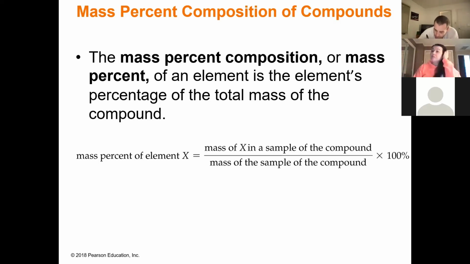And that gives you a percentage of how much of your body is fat. The same equation applies when we're doing a mass percent of a composition. Let's say we have some hypothetical element X and it's included in a compound. If I want to find the mass percent of X, I'm going to take the mass of X in the sample, divide it by the mass of the sample of the compound, and then multiply it by 100. Pretty basic percentage problem.